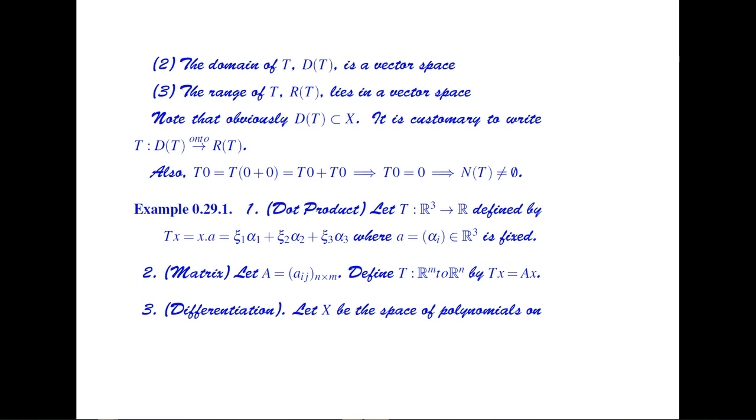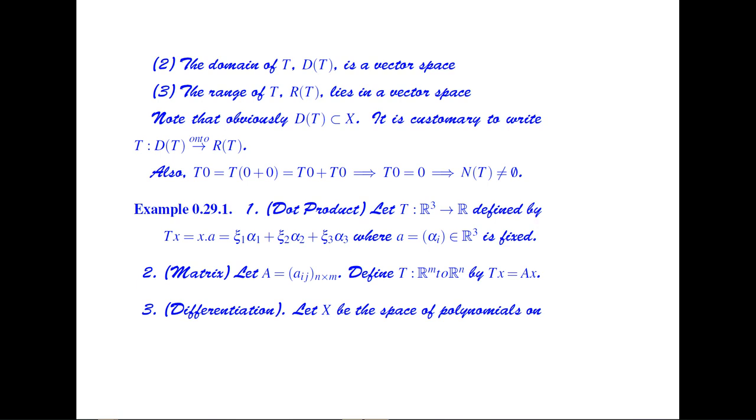The domain of T is a vector space and the range space of T lies in a vector space. Note that obviously the range of T is a subset of Y. So it is customary to write that T is from the domain of T to the range space of T. Also, T(0) = T(0 + 0) = T(0) + T(0), which implies that T(0) = 0. So the null space of T is non-empty.